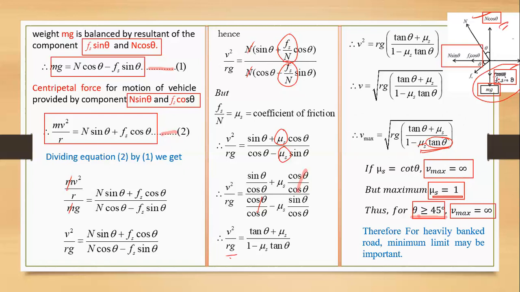Okay, I hope you understood this article, banking of road. In the banking of road, the first thing is, if a road is banked without considering friction, we obtain the speed limit. Then with considering friction, we obtain the maximum speed limit and the minimum speed limit. I hope you understood.